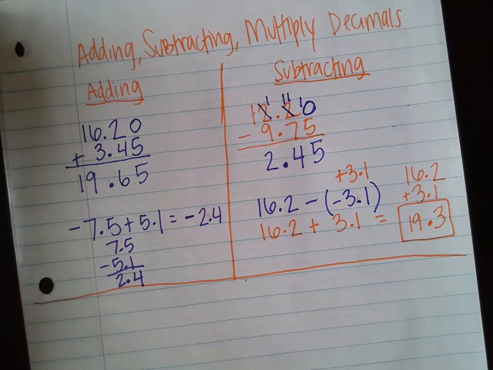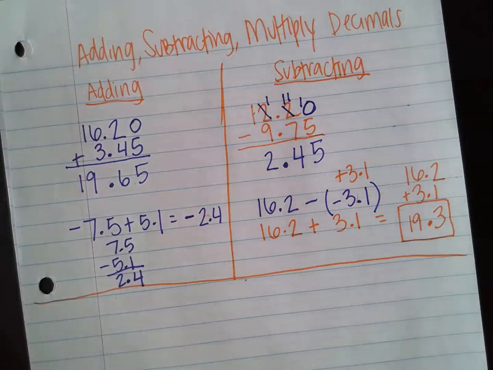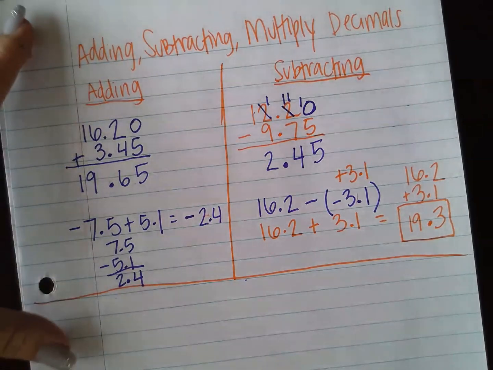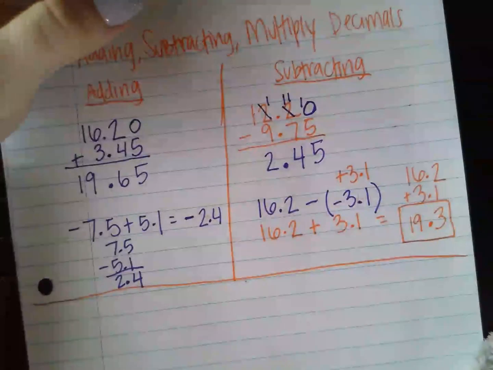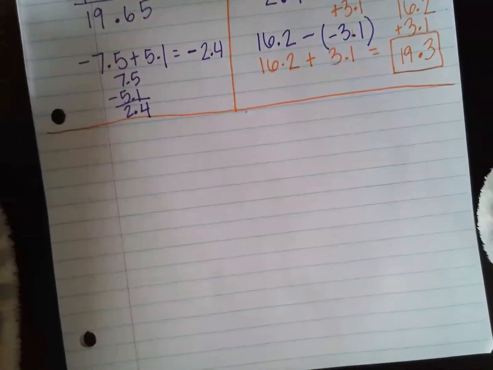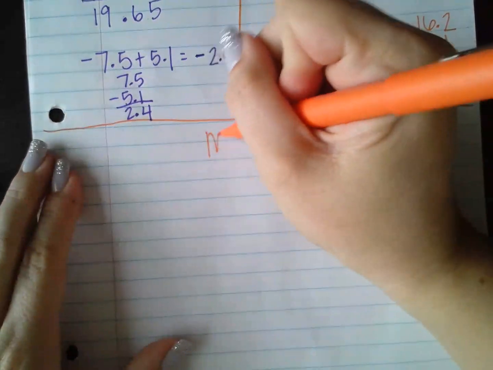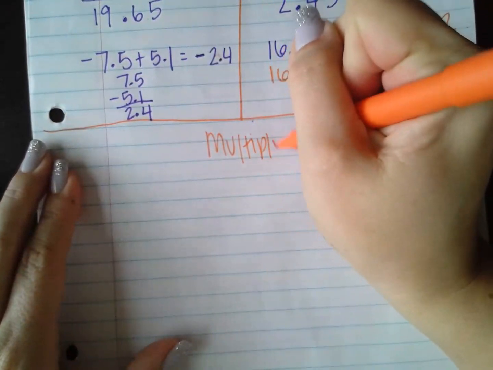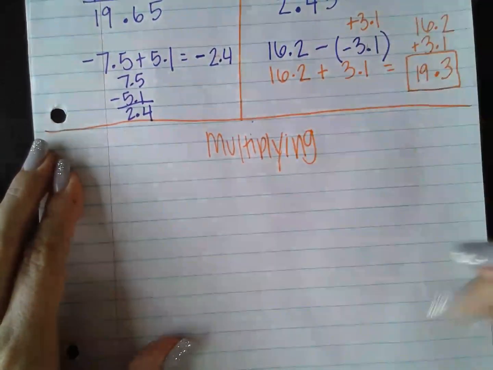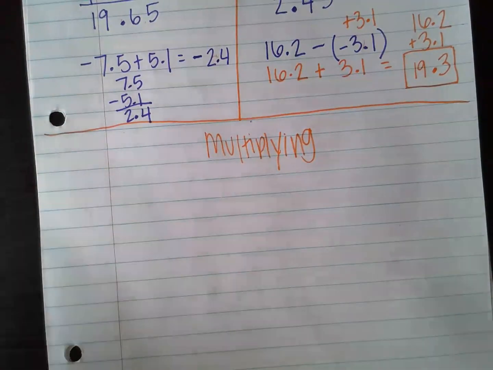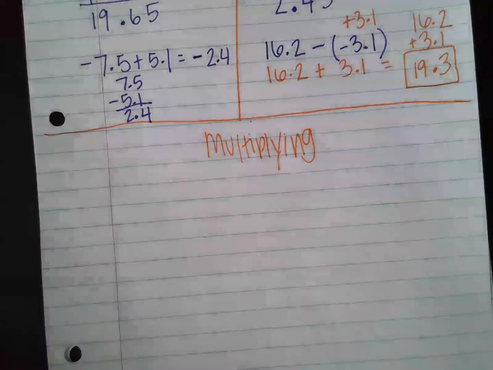Hello, this is part 3 of adding, subtracting, multiplying, and dividing decimals. We are now going to move into the big chunk at the bottom of page 16, which is going to be for multiplying decimals. So we're going to label this section multiplying. And to go over multiplying decimals, we are going to do 2 examples, okay?